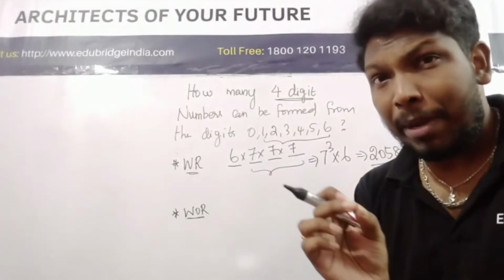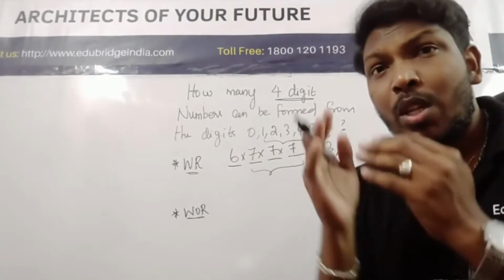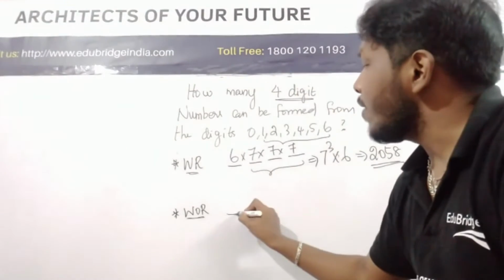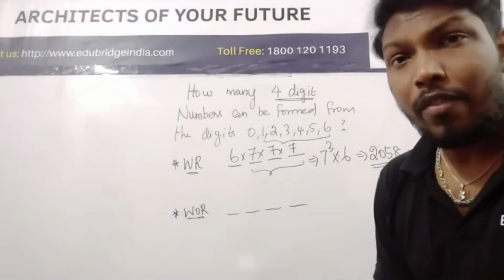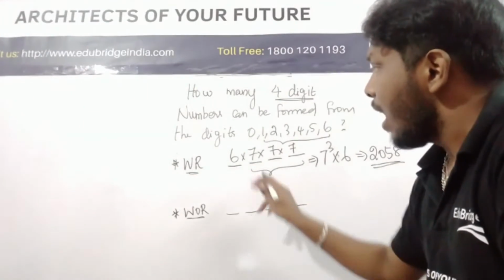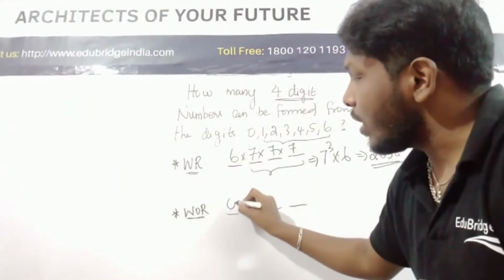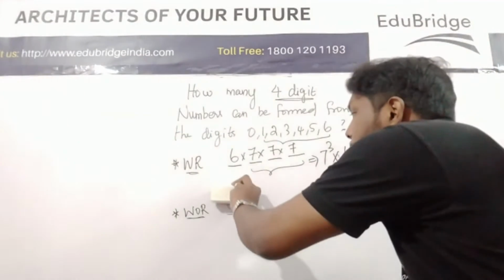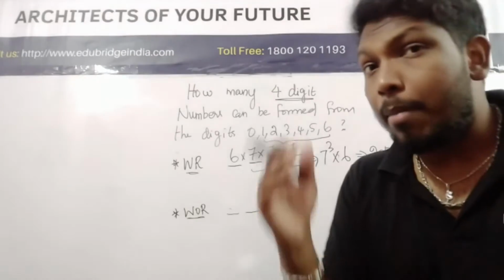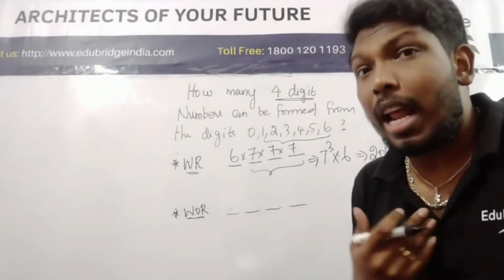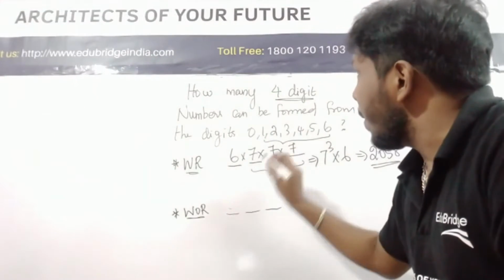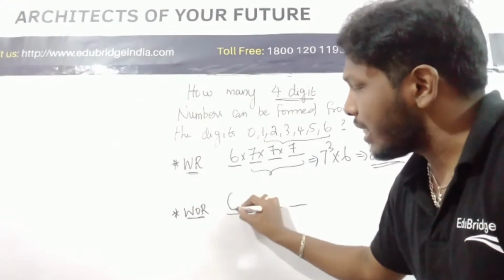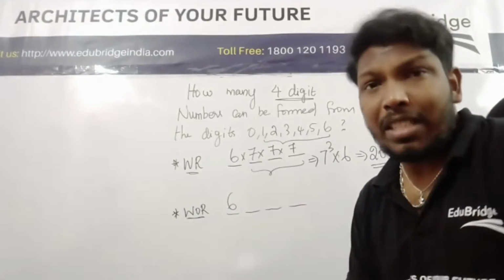Without repetition. So without repetition means what? The name itself tells you. It should not repeat. So how many digits do I have to find? I have to find a 4-digit number. In this 4-digit number, again, I cannot place 0 in the first place. Why? If we place 0 in the first place, then it becomes a 3-digit number. But I don't want a 3-digit number. What I want is a 4-digit number. So except 0, I can place all other numbers. So 6 numbers can be placed in the first place.